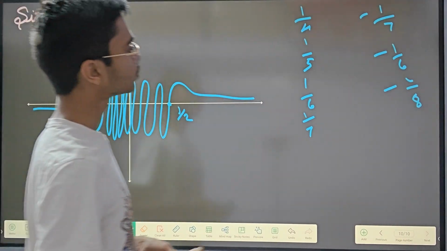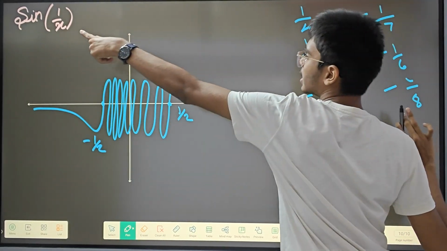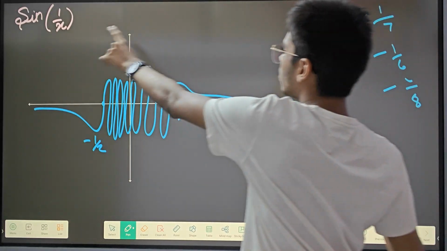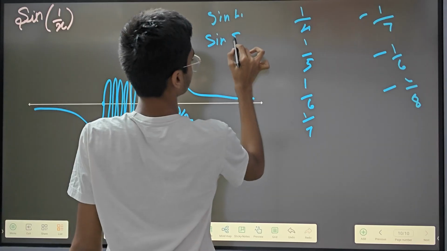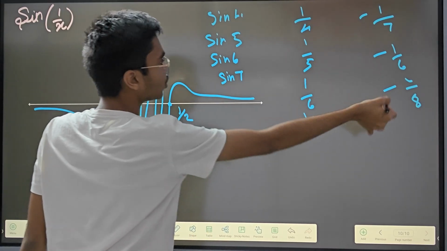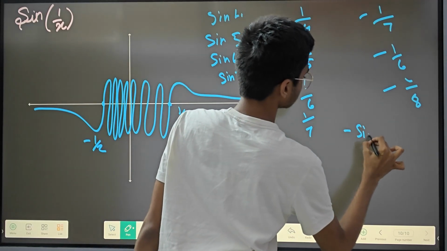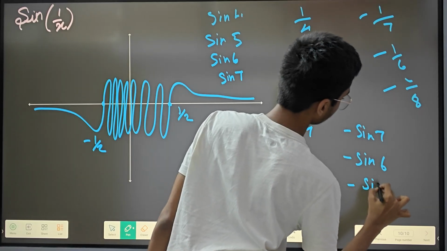Now try to put each and everything there. When you put 1 by 4, it will be sine 4. Then it will be sine 5, then sine 6, then sine 7. When you put the negatives, it will be minus sine 7, then minus sine 6, then minus sine 8.